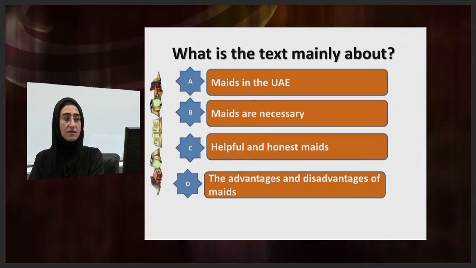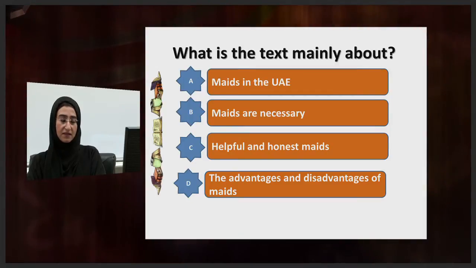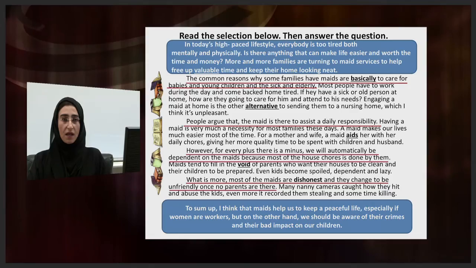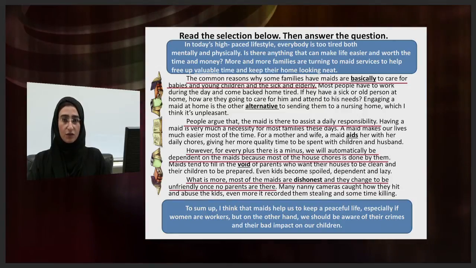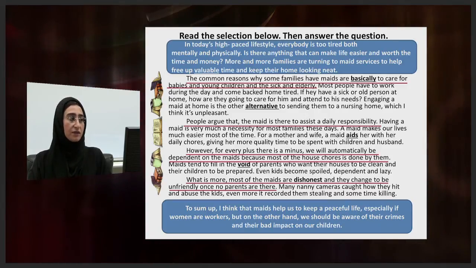Here, what is the text mainly about? A, maids in the UAE. B, maids are necessary. C, helpful and honest maids. D, the advantages and the disadvantages of maids. Let's go back to the text. As I told you before, we need to read the introduction and the conclusion to figure out the main idea of the text. So here we will start reading the introduction.